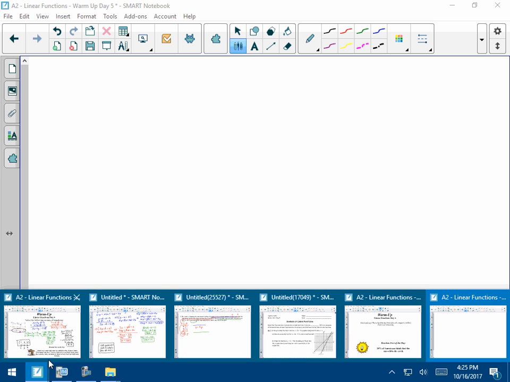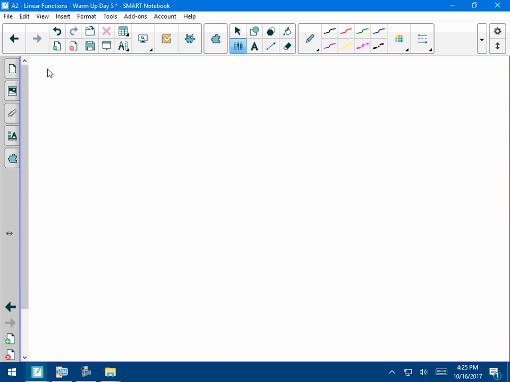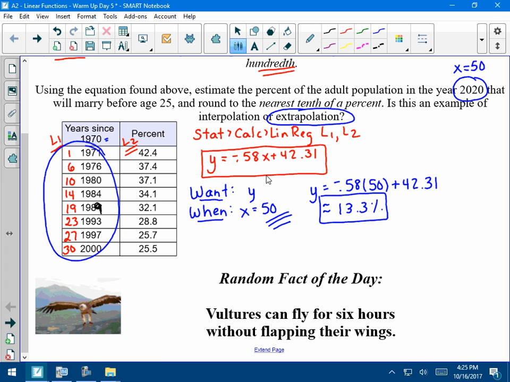Is that on the sheet? Let's see here. Where am I? I got too many windows. I think it's this one. Random fact of the day, vultures can fly for 6 hours without flapping their wings. So keep that in mind.